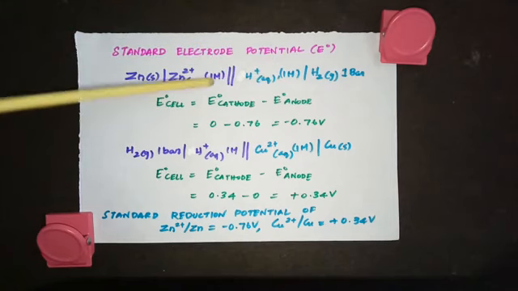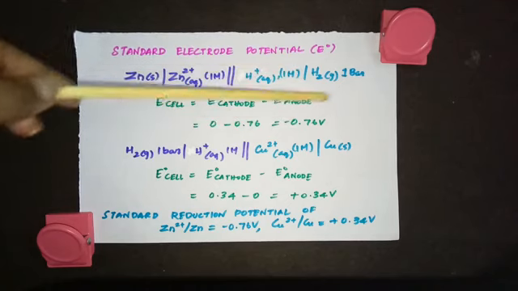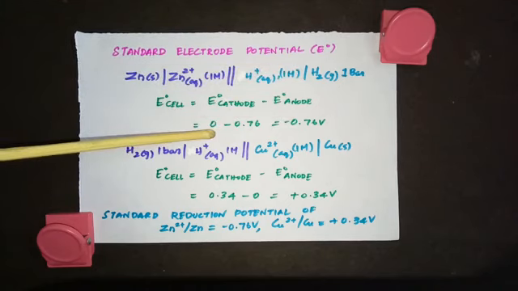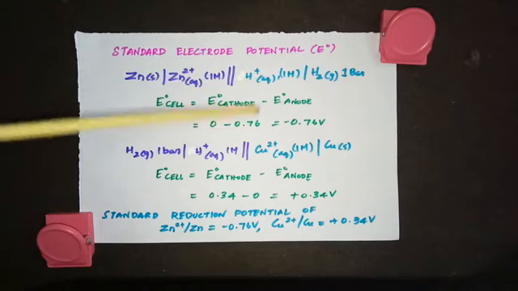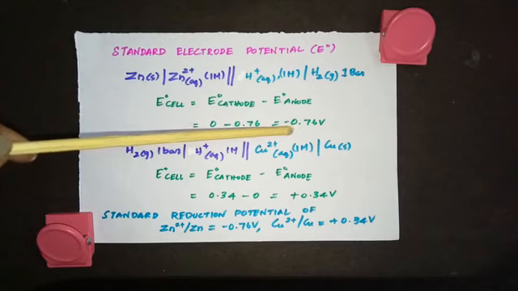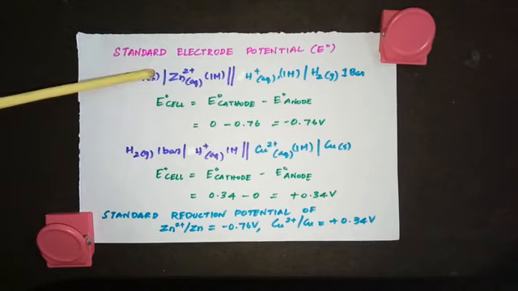E naught cell is equal to E naught cathode minus E naught anode. So this is taken to be 0. E naught value is taken to be 0 minus 0.76. This we will get from the voltmeter. You're getting a value of minus 0.76. So this is the standard reduction potential of this half cell.